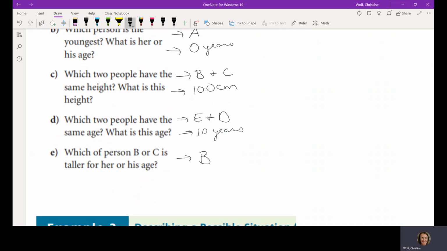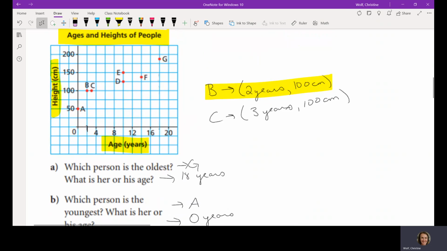We just say person B, okay? Because they were already 100 centimeters at 2 years old.